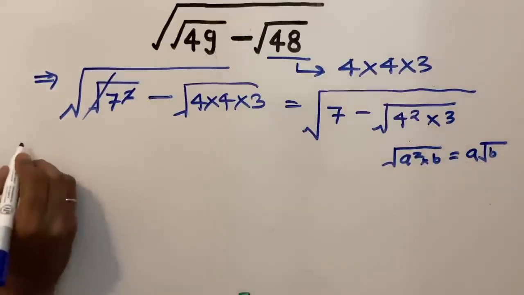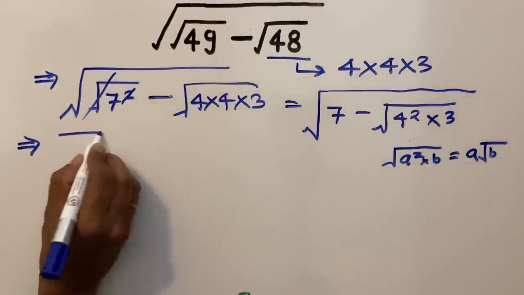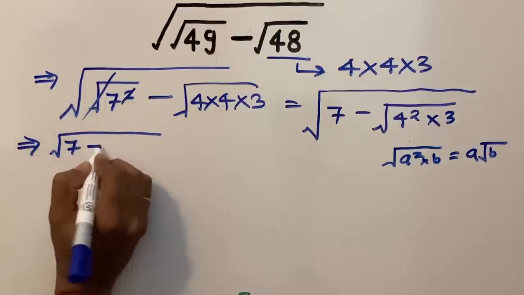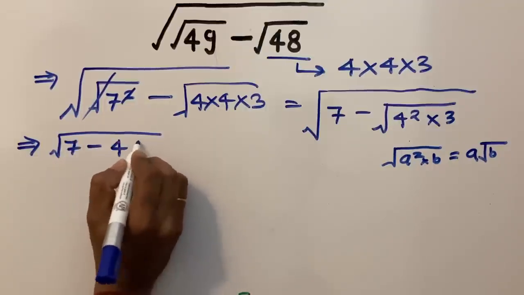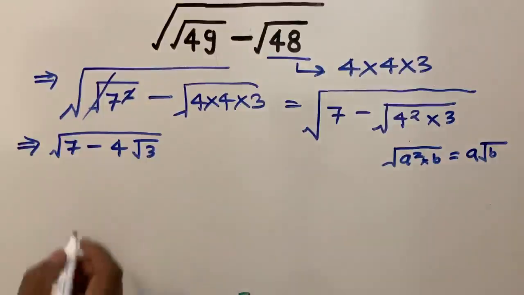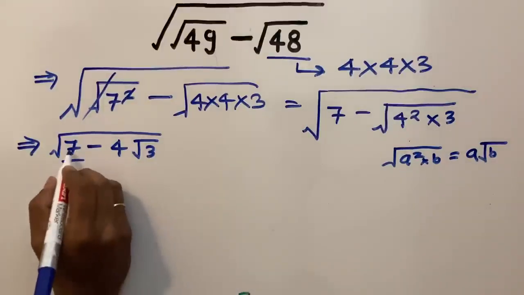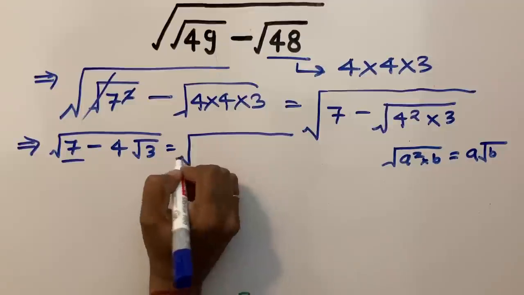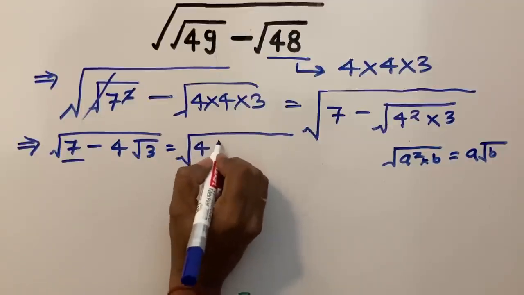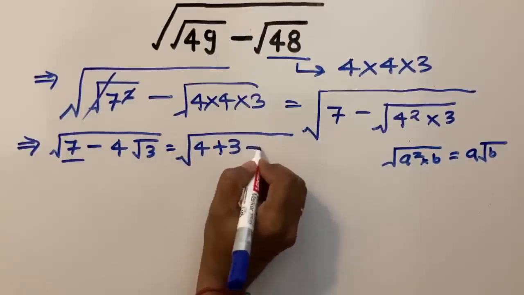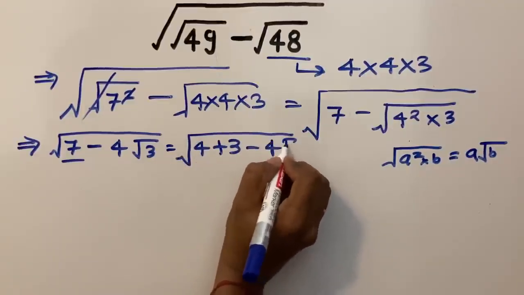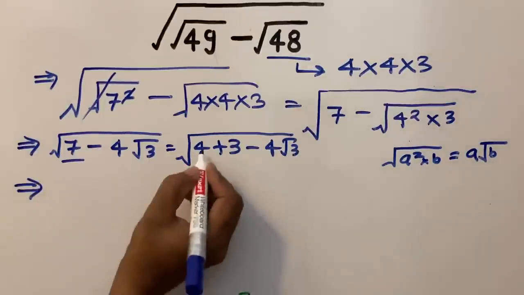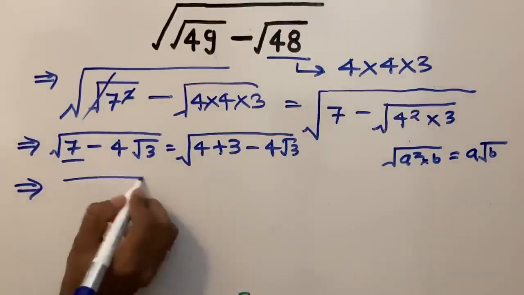So this equation becomes square root 7 minus 4 square root 3. Here 7 is also equal to 4 plus 3. So this equation becomes square root 4 plus 3 minus 4 square root 3. After further simplification, this 4 is also equal to 2 to the power 2.